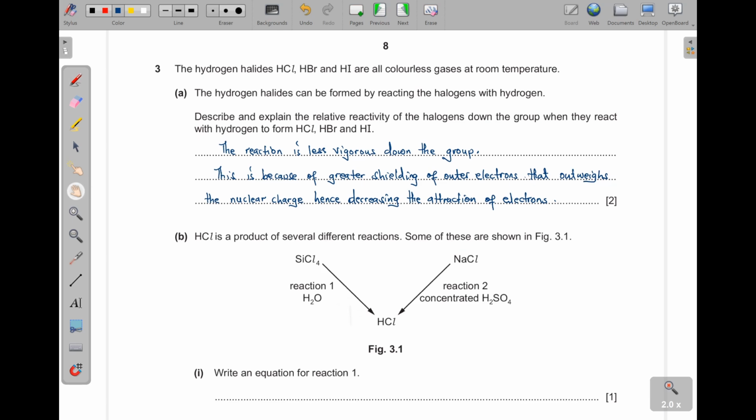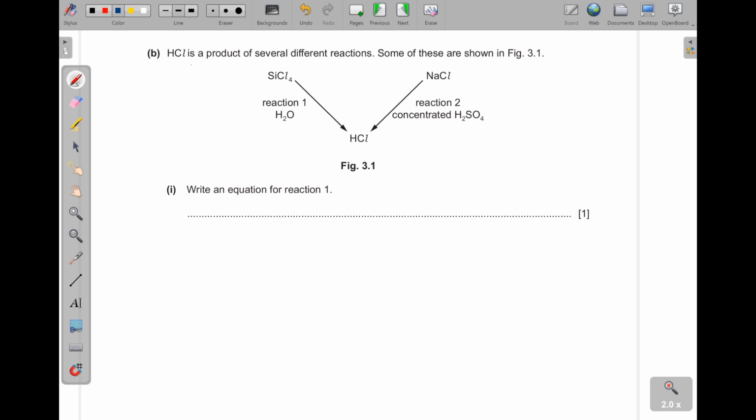Then part B. HCl is a product of several different reactions. Some of these are shown in this figure. So we are seeing silicon 4 chloride. When it reacts with water, we get silicon 4 oxide and then the HCl. Then we also have sodium chloride reacting with concentrated sulfuric acid to get HCl.